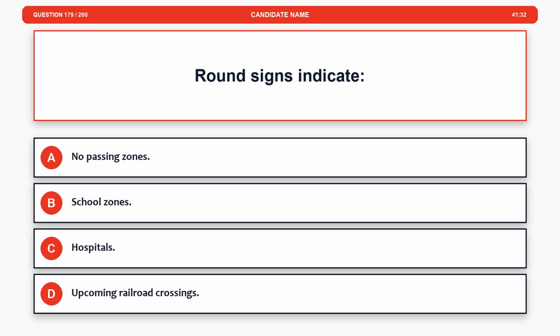Question 179. Round signs indicate: Option A, no passing zones. Option B, school zones. Option C, hospitals. Option D, upcoming railroad crossings.